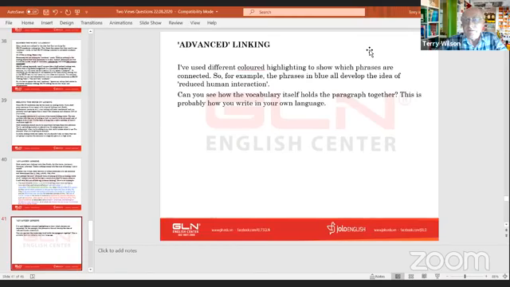So, to finish, I've used different coloured highlighting to show which phrases are connected. For example, the phrases in blue all develop the idea of reduced human interaction. Can you see how the vocabulary itself holds a paragraph together? This is probably how you write in your own language. So, let's just have one more look.